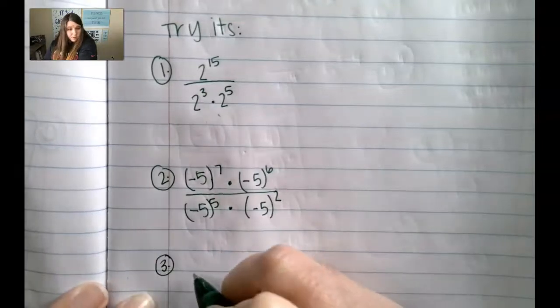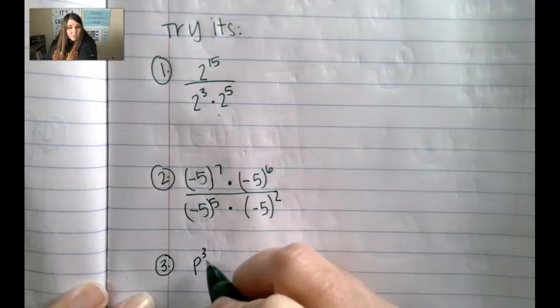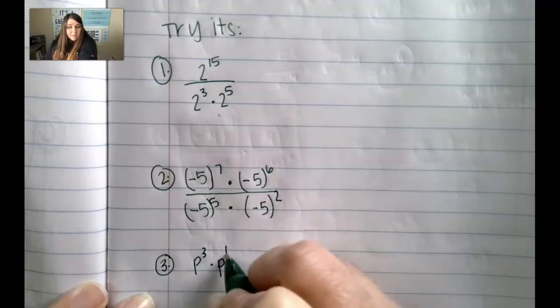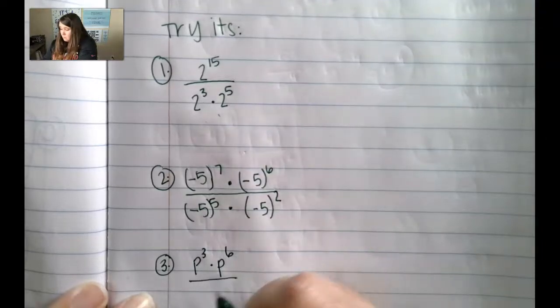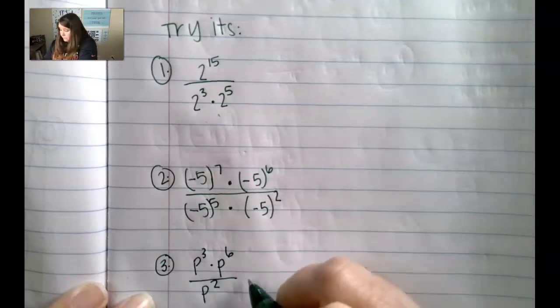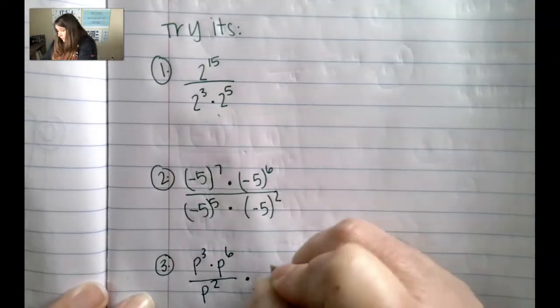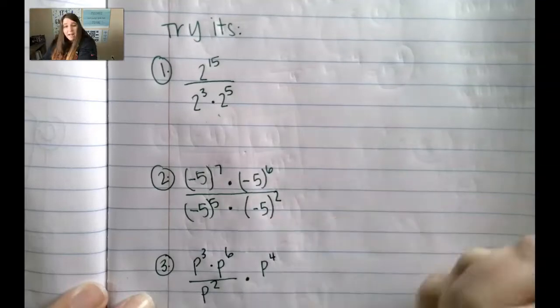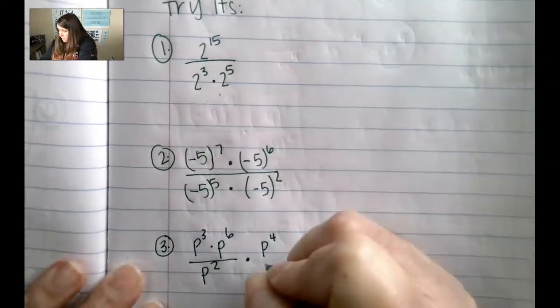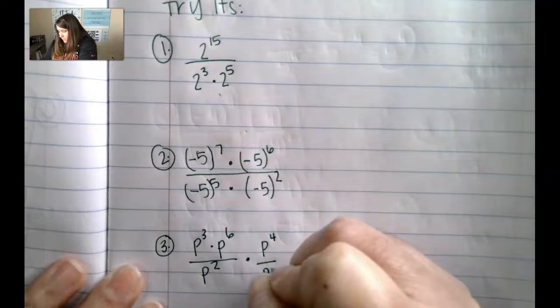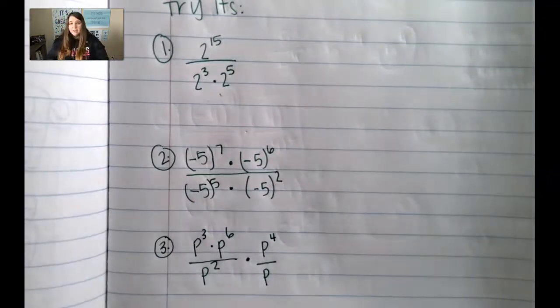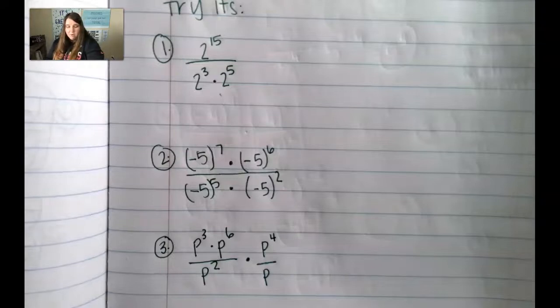Bonus try it number 3 says p to the 3rd times p to the 6th over p to the 2. There's a whole lot of p's going on here. P, it's like a pea salad. P to the 4th over p, or p to the 1. Remember there's an invisible 1 there. Okay, go ahead and solve these try-its and then hit play when you are ready to check your work.